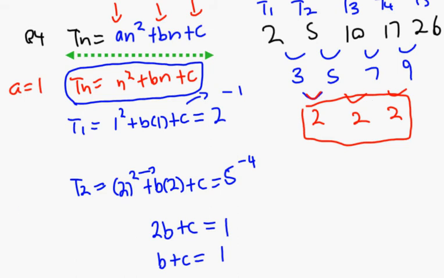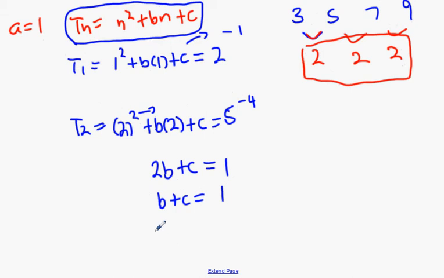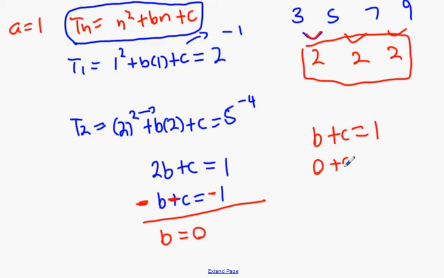Okay, now we have to solve this. Give me a letter to get rid of. Which is the easy one to get rid of? Multiply the bottom one by minus 1, and that will get rid of the c values for you. So what are we going to get? 2b minus b is b. 1 minus 1 is 0. Put the 0 back into the original equation: b plus c equals 1. If b equals 0, what is c equal to? 1. Now you have a list: a equals 1, b equals 0, and c equals 1.